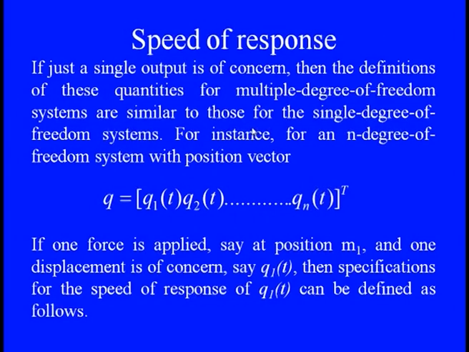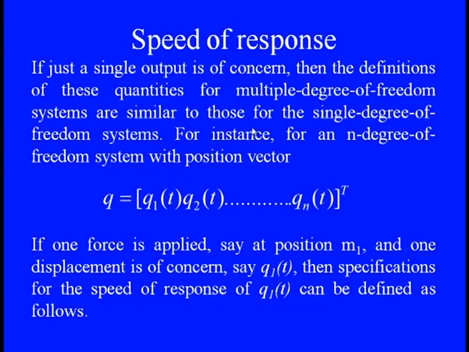Say we have an nth degree of freedom system with a position vector q, where q equals q1 of t, q2 of t, up to qn of t, with the transpose. Any property can be there, maybe force, displacement, linear displacement, angular displacement and so on. If one force is applied, say to the mass m1, and one displacement is there in the single degree of freedom system, say q1 of t, then the specifications for the speed of response of q1 of t can be defined easily.